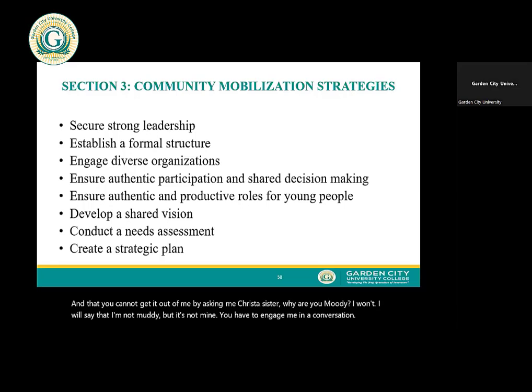Try to establish rapport. And one thing I've realized about GCUC students is that when they want to chat, they will come and greet you. Good morning, sister. How are you?